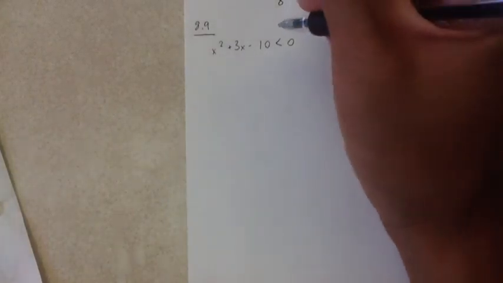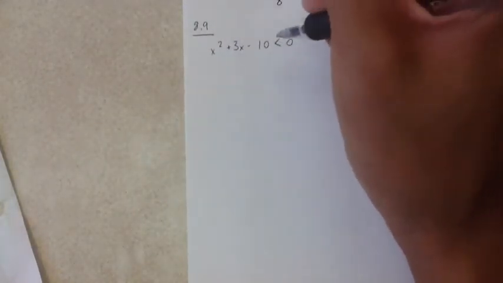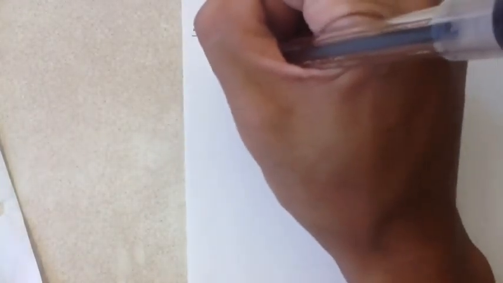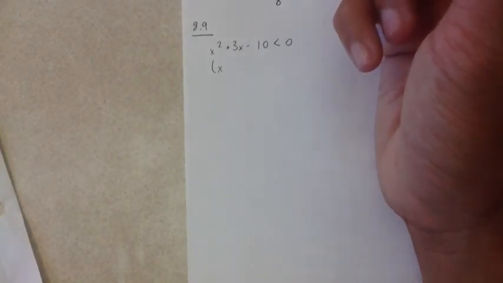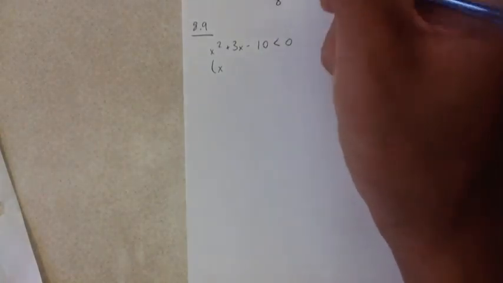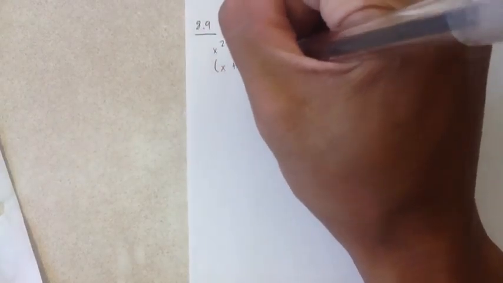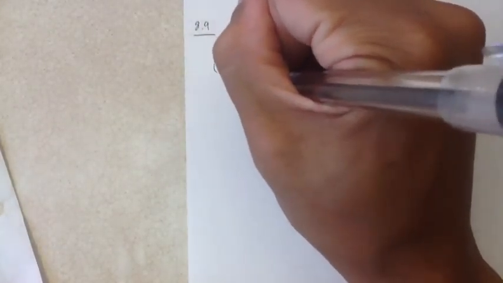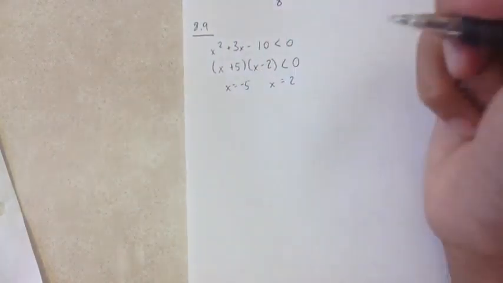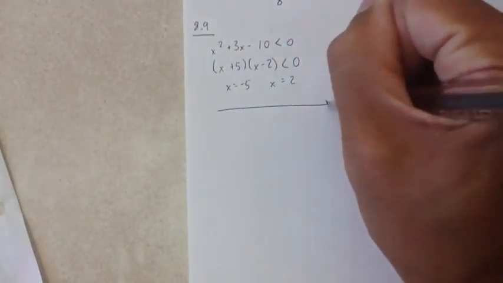To solve inequalities that are in quadratics or any kind of polynomial, I'm always just going to factor and find what these x's are going to equal, and those are going to be my points where it changes from positive to negative or negative to positive. So if I factor this one, I get x plus 5, x minus 2 is less than 0. So that means that x has to equal negative 5 or x equals 2. Those are going to be my points on my number line.